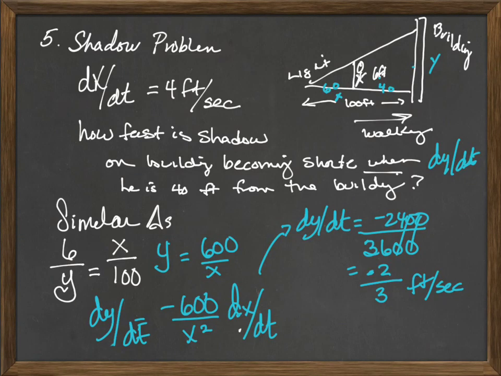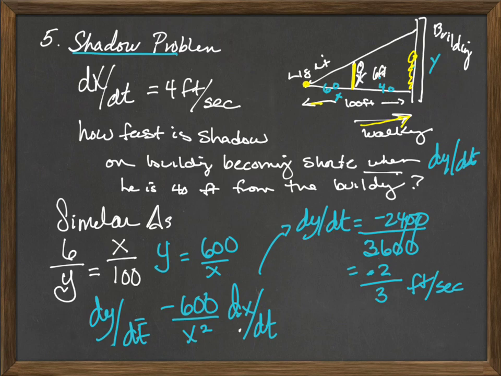Number 5 is a shadow problem. They start out by giving us this picture of a man walking toward a building. His shadow is displayed over here, and the distance from the light to the building is 100 feet, and he's 6 feet tall. So they give us that information.